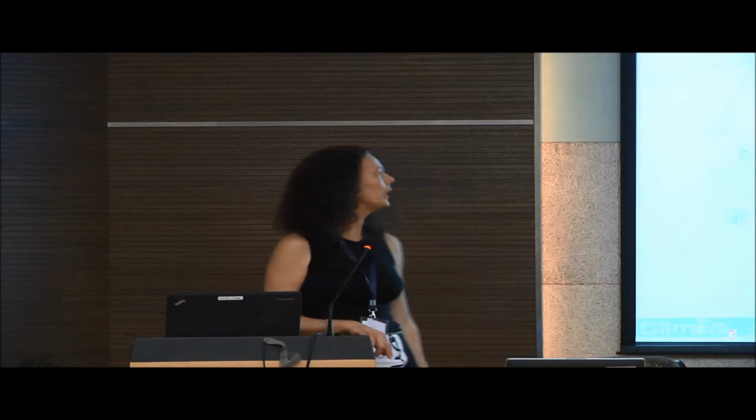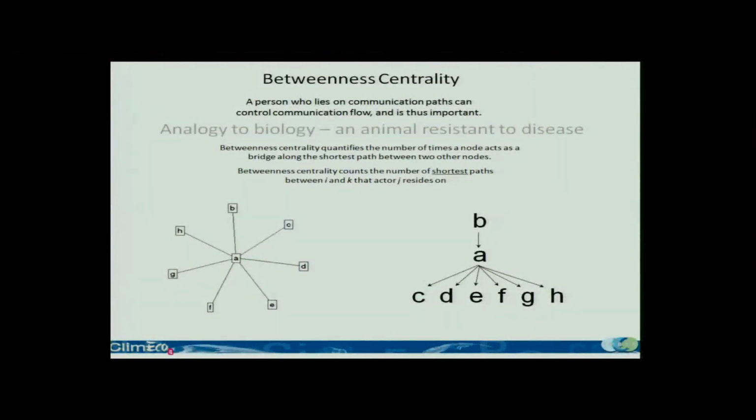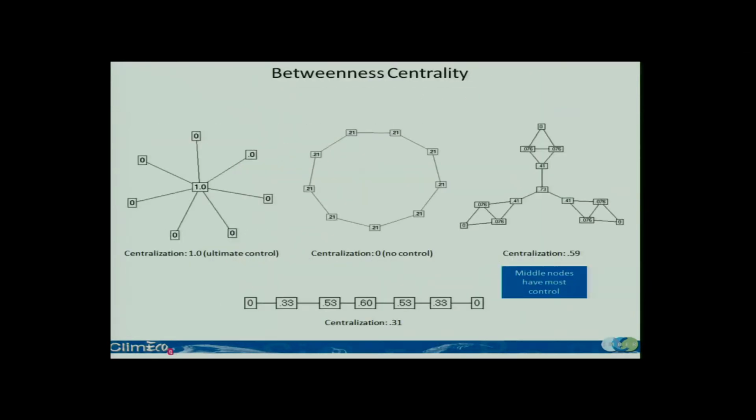And then there's betweenness centrality. That's about people who lie on the communication paths. For B to get information to A, or to the rest of the group, they'd have to go through the middle. That's the principle of betweenness centrality. In this example, the betweenness centrality for the person in the middle of that star network is 1, because everyone has to go through this person. Whereas the betweenness centrality for the far right network is 0.59 for the whole network.